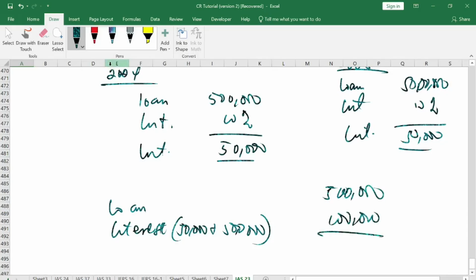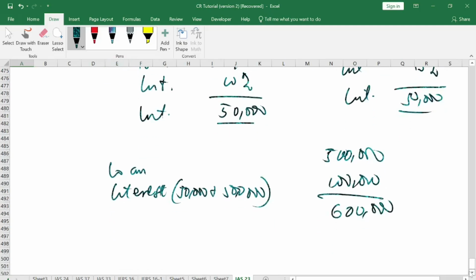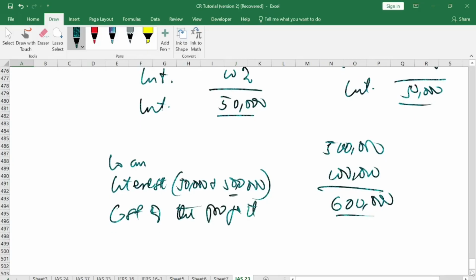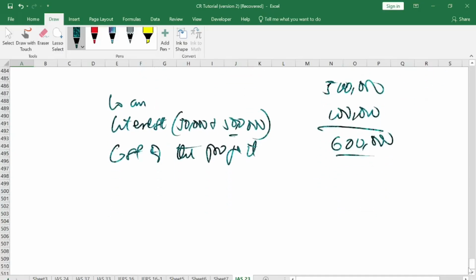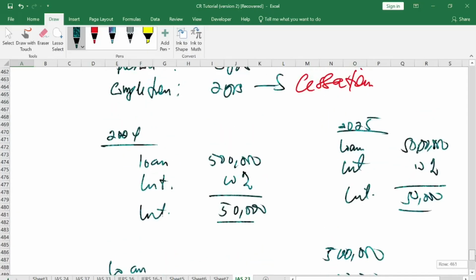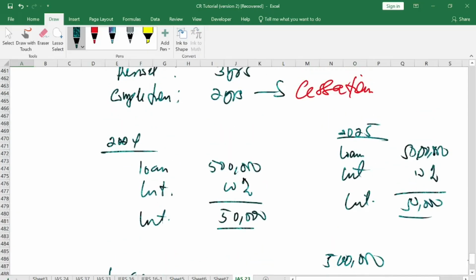So that gives us 600,000. This is the cost of the project. So our cost of the project is 600,000. Now, the loan term is 3 years. We've done 2 years, and when we are done with 2 years, we cease doing the capitalization. That's what is called the cessation period.